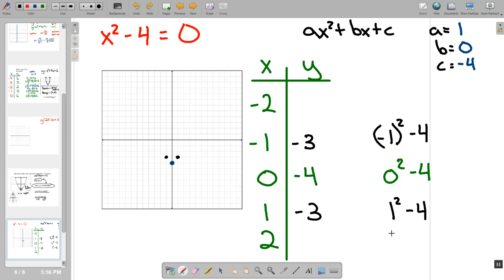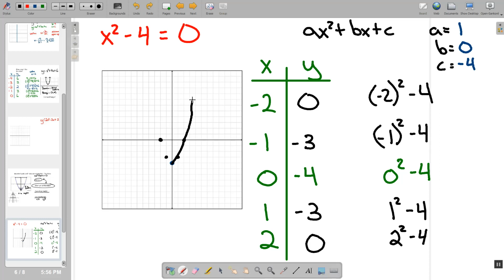To finally check our last one, we do 2 squared minus 4 here, or negative 2 squared, in parentheses, minus 4 on this side. And so we get 4 minus 4 for both of them, which is 0. So we have our quadratic here. Drawing lines is so hard with this board. There we go. And they're very sloppily drawn, but that is our quadratic function for this problem.